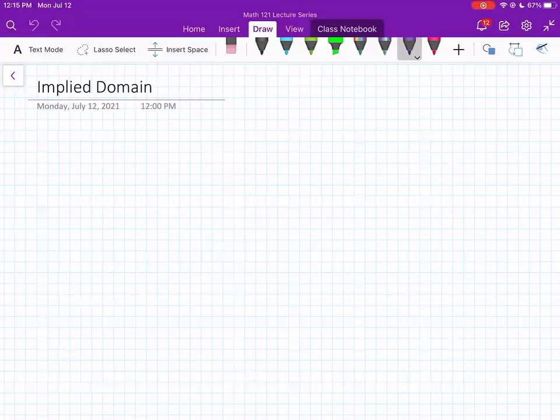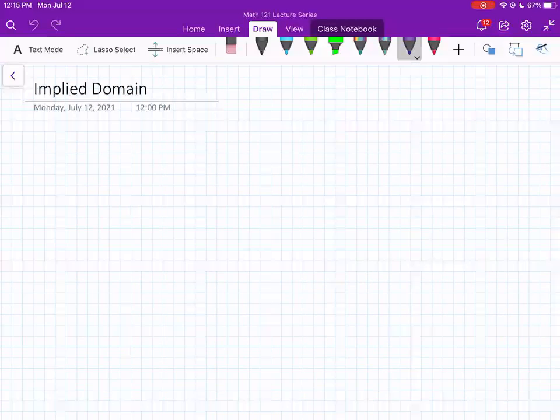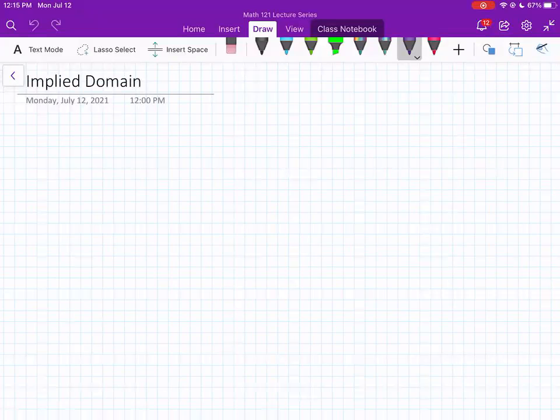In previous videos, we've looked at how to determine the domain and range if we're given either a set of ordered pairs or a graph. But in this case, we're going to look at how to determine the domain, or the implied domain, if we're given an equation.